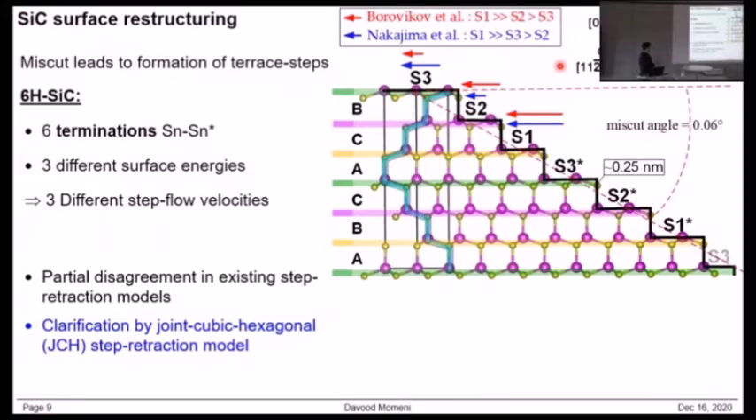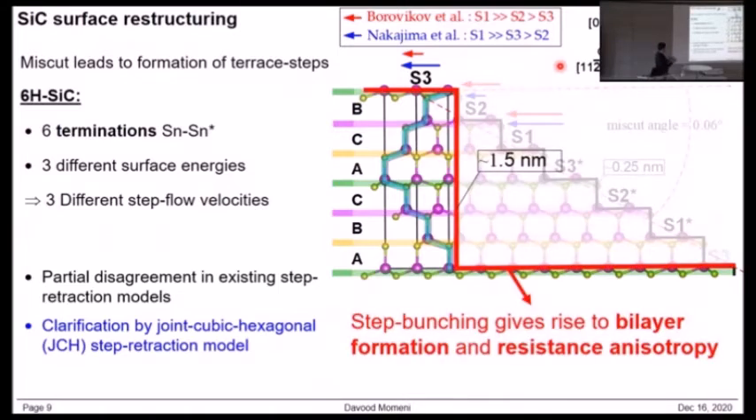But no matter which step retraction model, during the growth the steps move together or bunch together and form higher steps. This leads to 2 problems. This is usually accompanied by bilayer inclusion at the step areas, which gives rise to resistance anisotropy due to the increase of the resistance at the step areas.